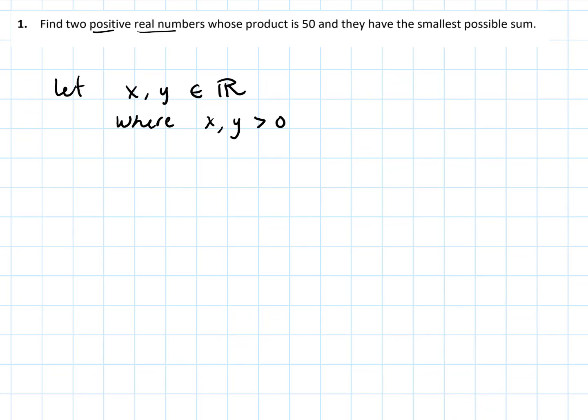So let's organize this information. So what are we trying to do? Smallest. Well, smallest means a minimum. We're trying to minimize.